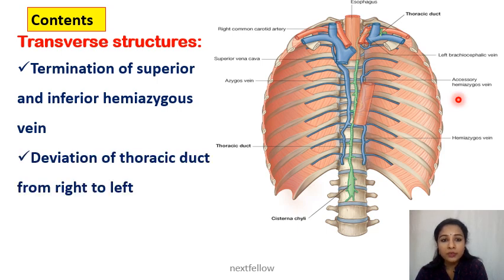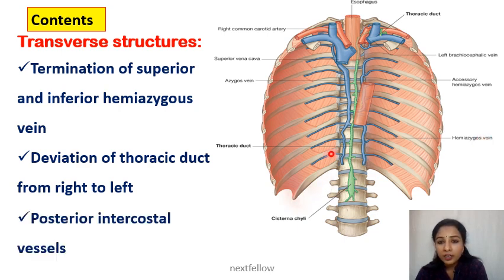So the termination of the superior and inferior hemiazygous veins, and the deviation of the thoracic duct transversely from right to left, and the posterior intercostal vessels. You can see the intercostal vessels nicely present between the ribs. These are the transversely running structures in the posterior mediastinum.